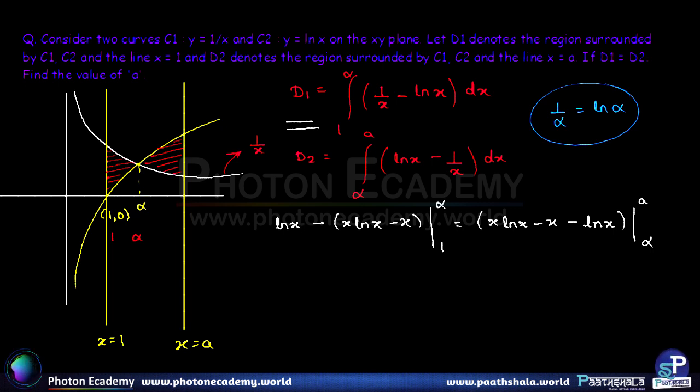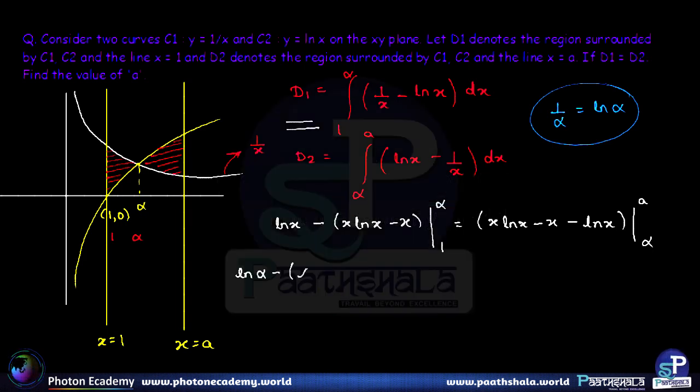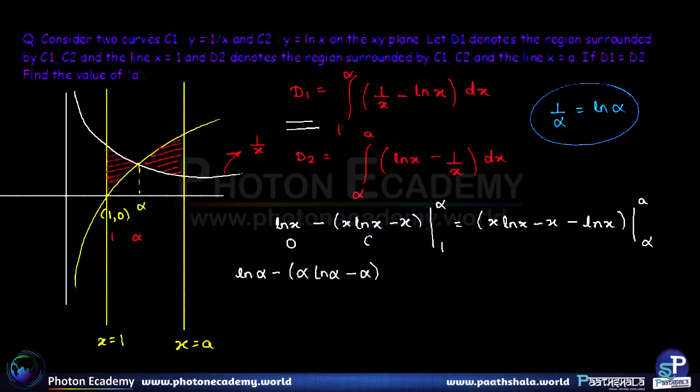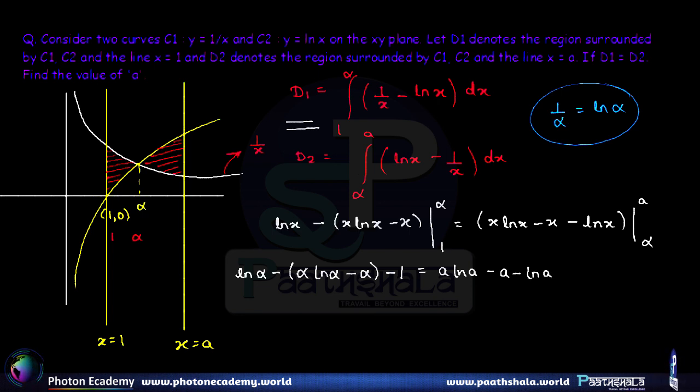So let's start substituting the values. Here we will have ln alpha minus alpha ln alpha minus alpha, and then for 1, ln x will become 0, so we are left with just minus 1, and this is equal to, now writing the values of A, this is A ln A minus ln A, minus, substituting alpha, it will be alpha ln alpha minus alpha minus ln alpha.